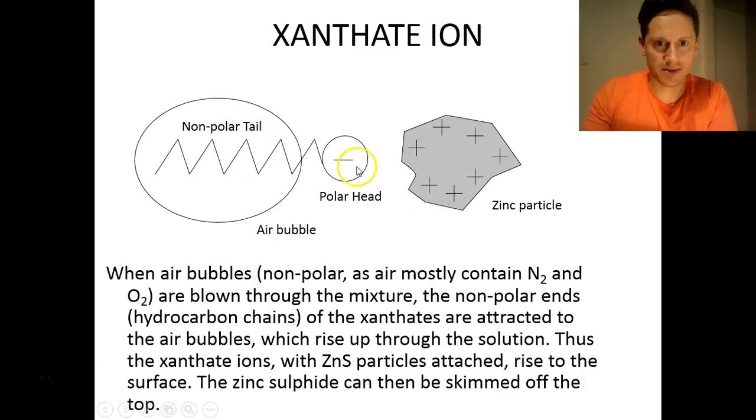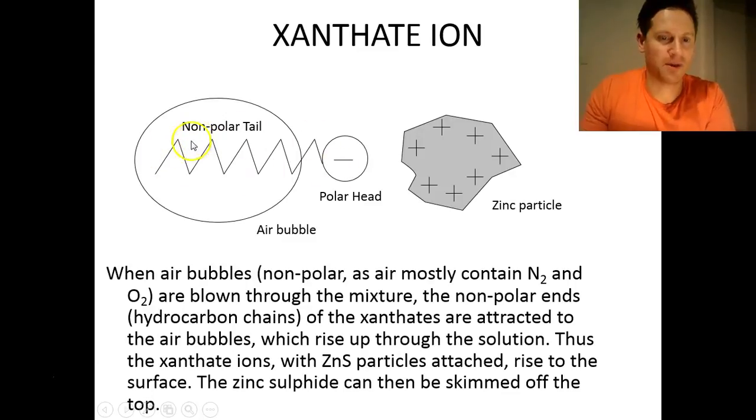So here's our example of our xanthate ion. This is it here. So we've got the negatively charged ionic head, so that's polar. So that's something that is attracted to the water, and it's also attracted to the particles of zinc, okay? Because zinc sulfide is an ionic compound, so essentially the zinc sections of the zinc sulfide are positive because a zinc ion is positive, and that's going to attract ionically to that xanthate ion here.